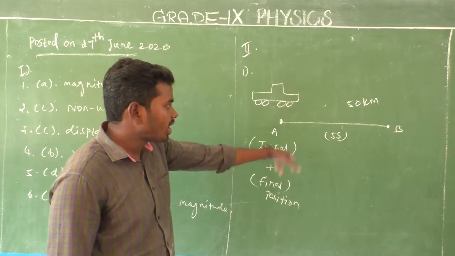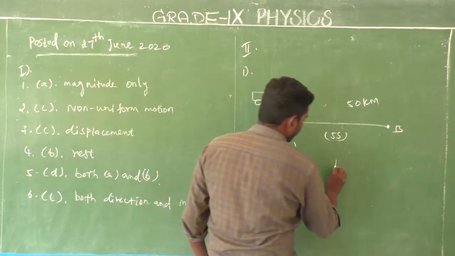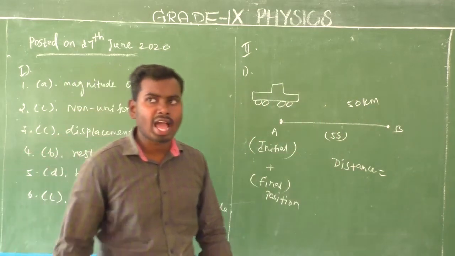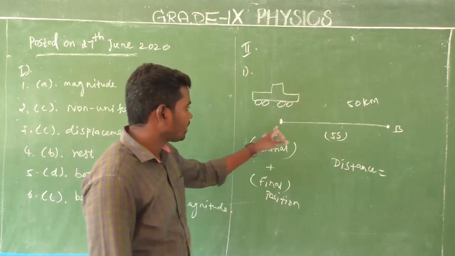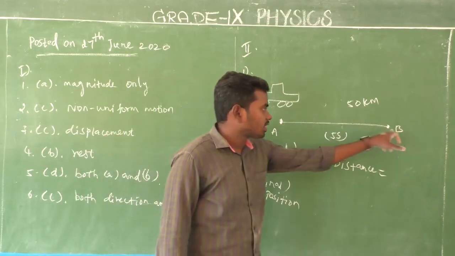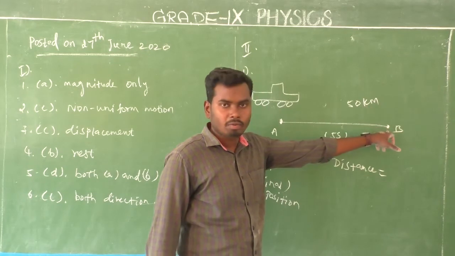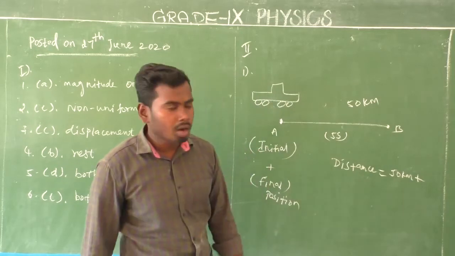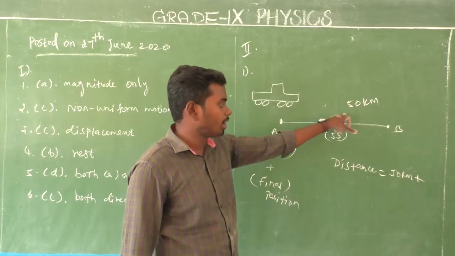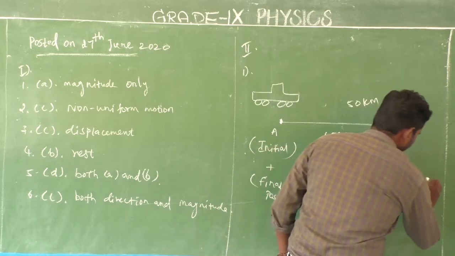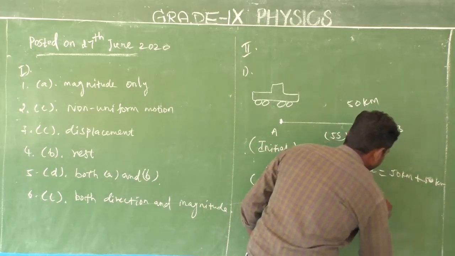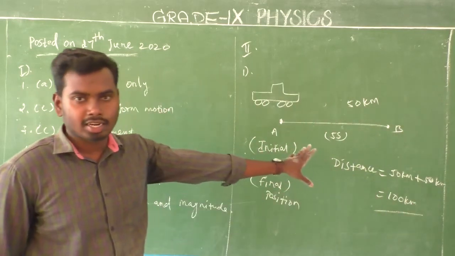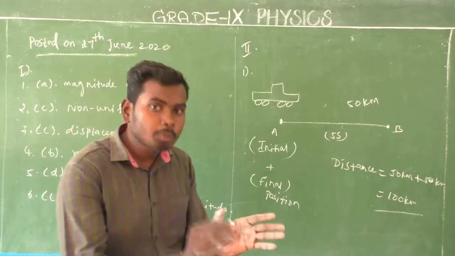Is it clear? Now what is the distance? You tell me that. Distance, what is distance? First of all, the actual length between 2 points, that is distance. So here the car starts moving from point A and after some time the car covers 50 kilometers to point B. So 50 kilometers plus again the car moves along the same path of 50 kilometers. So 50 kilometers plus 50 kilometers is equal to how much? Totally 100 kilometers. That is distance. But what is the displacement, sir?